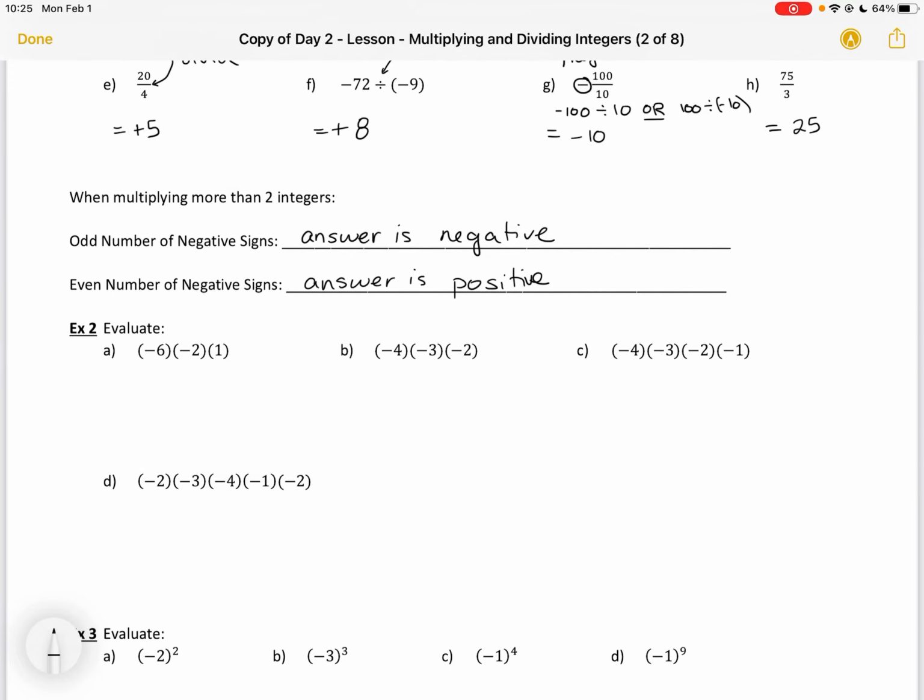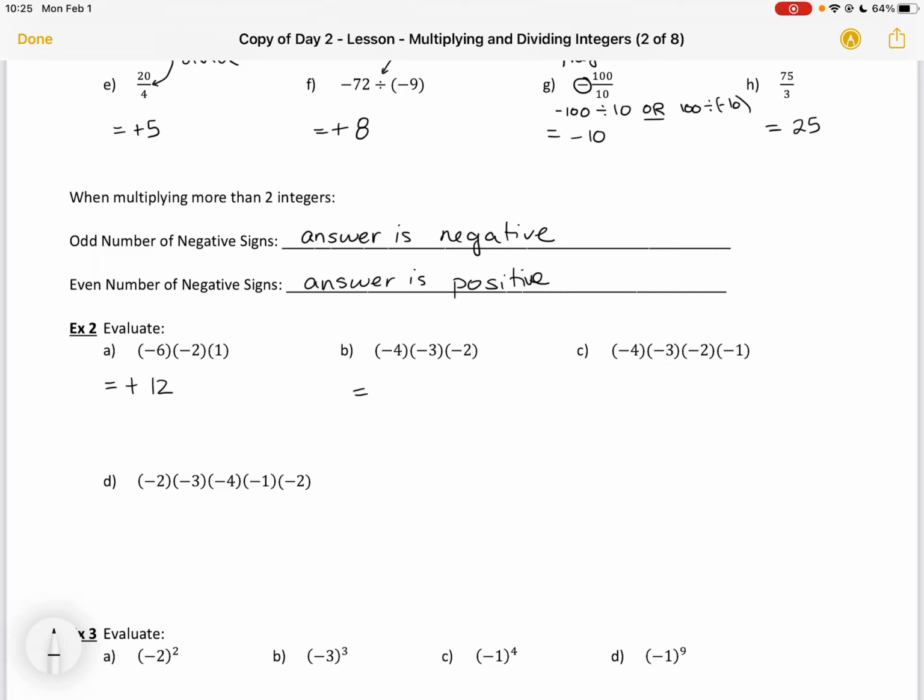Here we've got minus 6 times minus 2 times 1. I have two negative signs, so I know that my answer is going to be positive. Now I can ignore all the signs and just multiply the numbers. 6 times 2 is 12. 12 times 1 is 12.